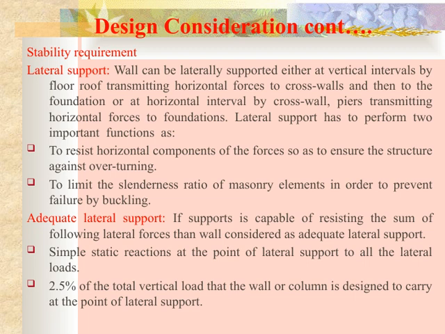When we evaluate if a wall has adequate lateral support, we look at a couple of key criteria. 1. The supports must be capable of resisting the combined lateral forces acting on the wall. This includes simple static reactions, like the support pushing back against the load. And 2, the lateral support should be able to handle at least 2.5% of the total vertical load that the wall or column is designed to carry at that support point. By ensuring these support conditions are met, we make sure the structure remains stable under various loads and prevents potential failure modes. This is a vital aspect of structural design that ties into the overall safety and durability of the building.